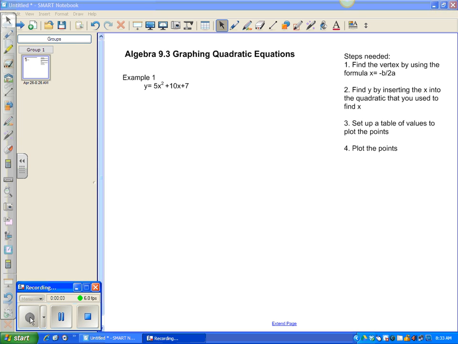Here we are, 9.3, graphing quadratic equations. First, I want you to notice that as I've evolved in learning how to use this program, I'm actually doing these nice and neater now.